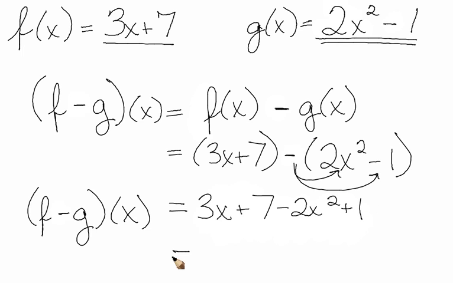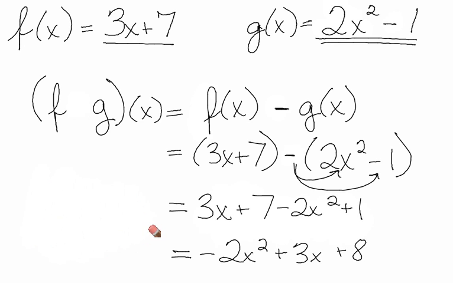Okay, and again, we're going to add some like terms. So in descending powers of x, negative 2x squared plus 3x, and this time it's plus 8 because 7 plus 1 is 8. Okay, awesome. And so we have this new function rule. So when you subtract functions, you always get a function. Okay, let's do multiplication.